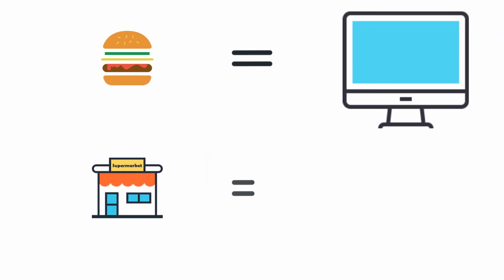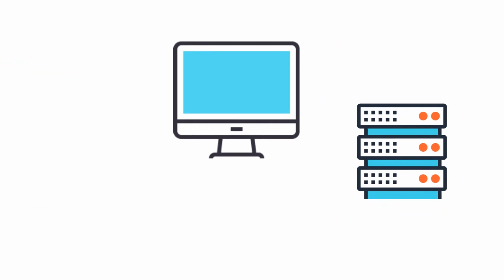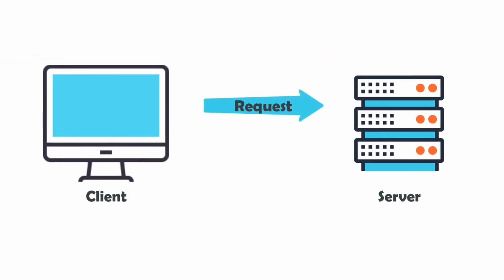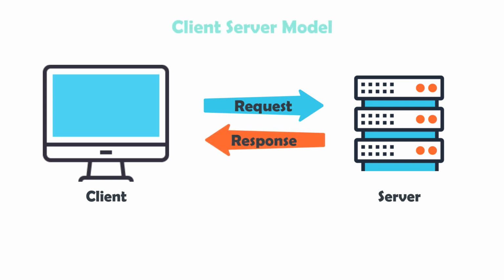The burger is the same as a client. The supermarket is like a server. Client sends requests to the server. The server receives these requests, processes them, and sends back a response. This is how the client-server model works.